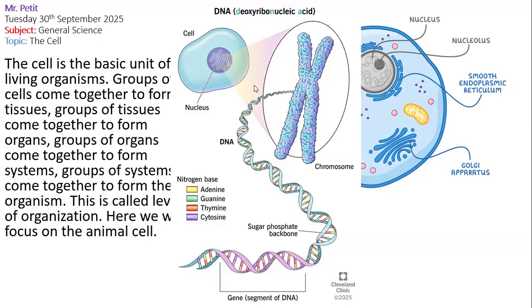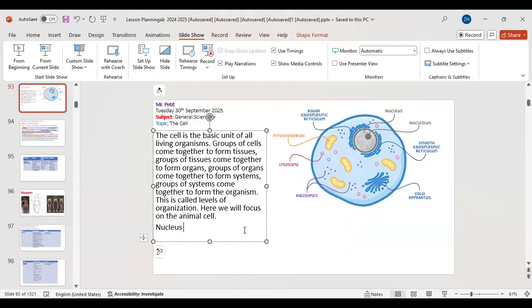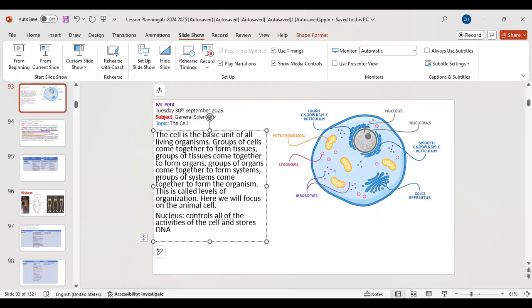All right. Let's talk about the different parts of the cell. The nucleus is like the brain of the cell, right? It controls all of the activities of the cell and stores DNA. That's the first thing you need to know.